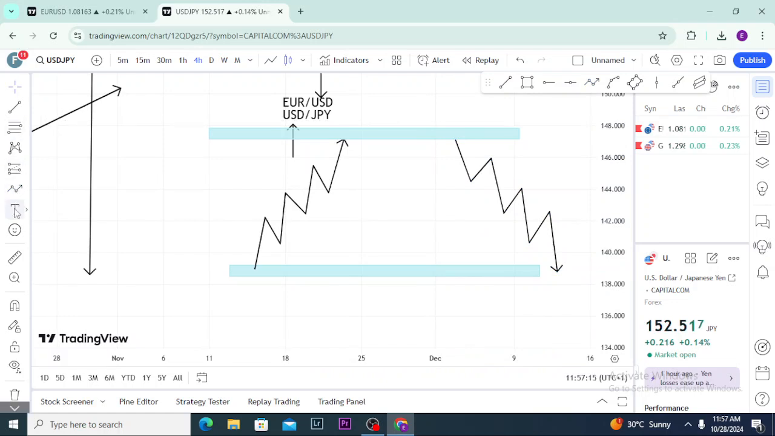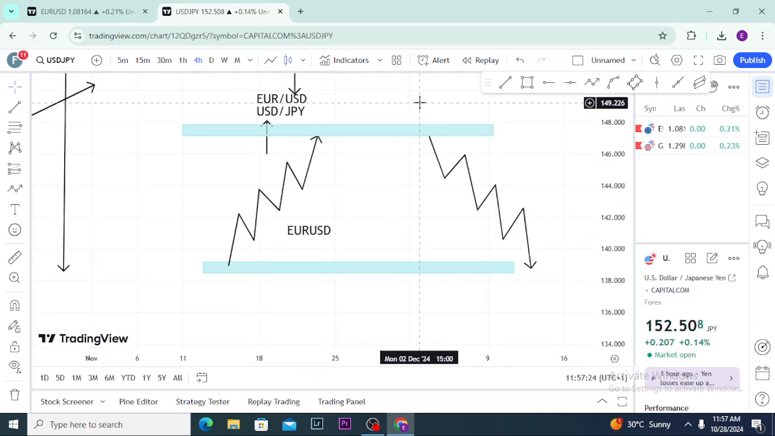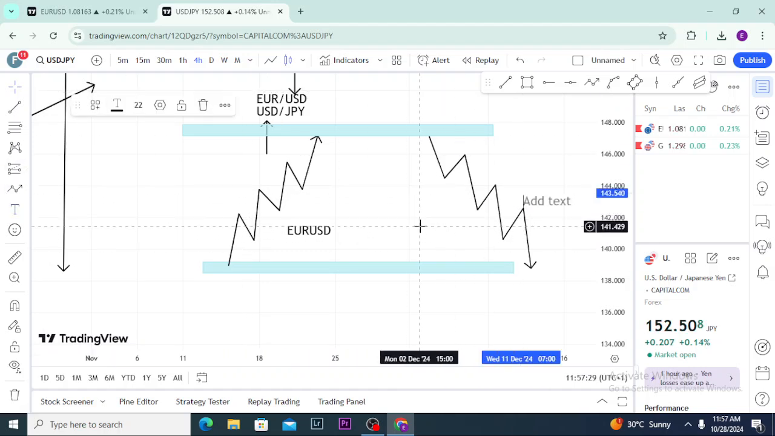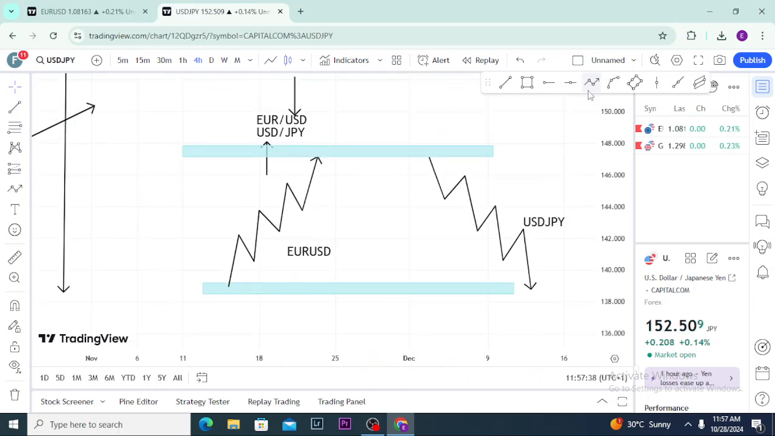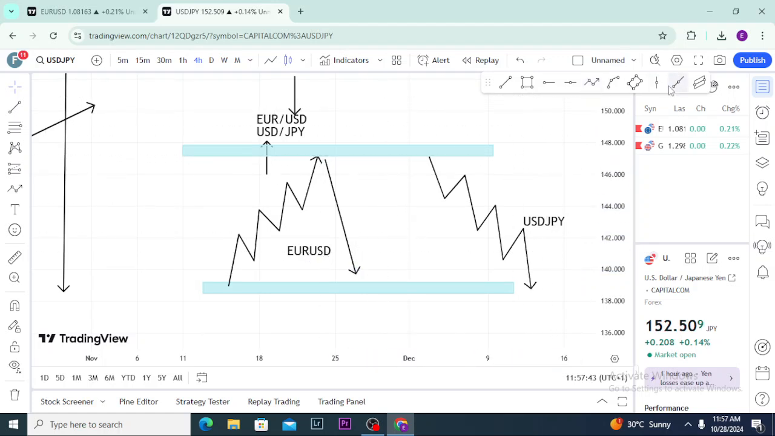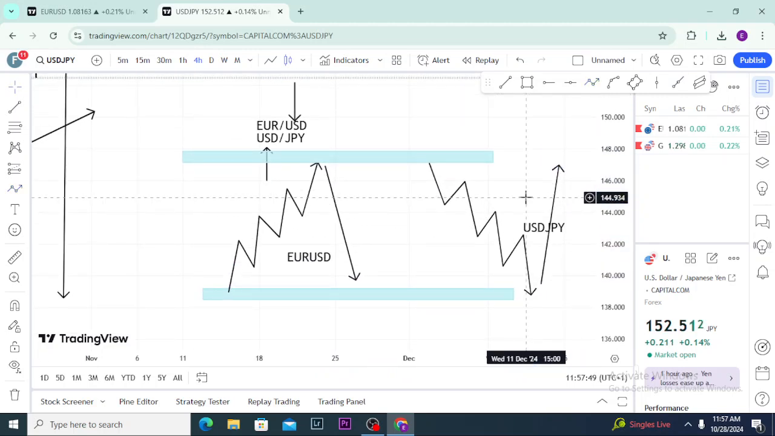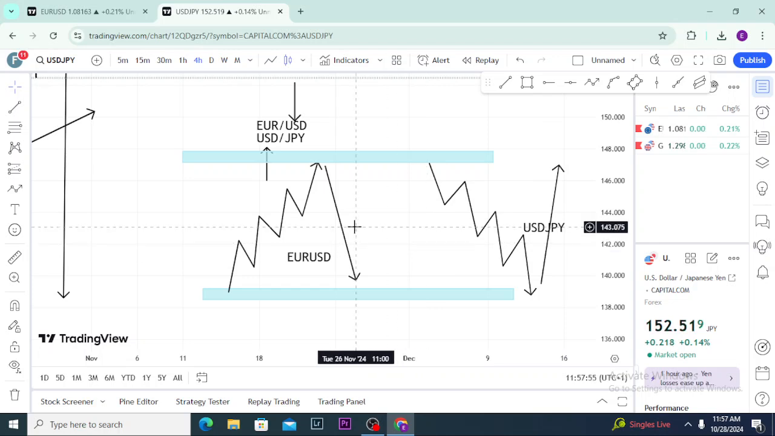Okay, so this would be EURUSD on that day, and this particular one would be USDJPY on that particular day. They move in opposites. This will sell, and this would buy. This is how it works. There is no other fancy way to trade it. You buy this one and you sell the other.